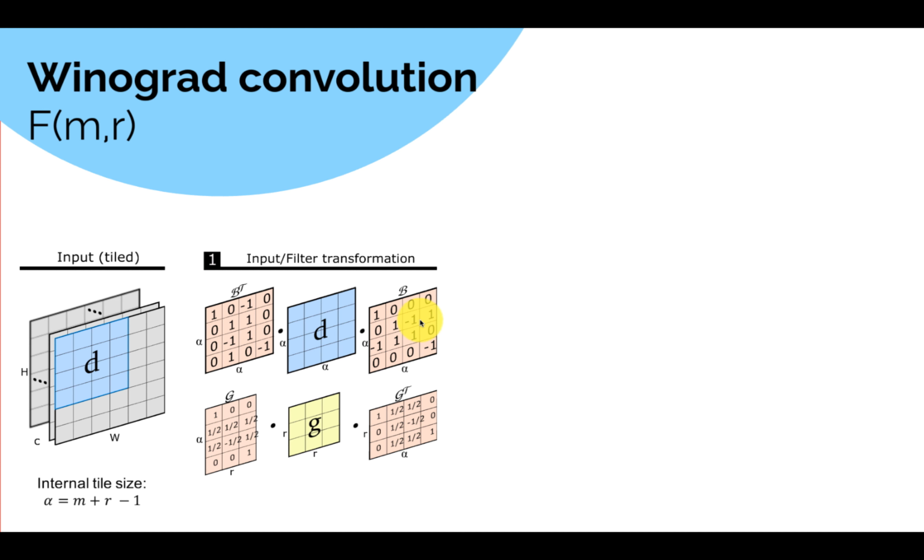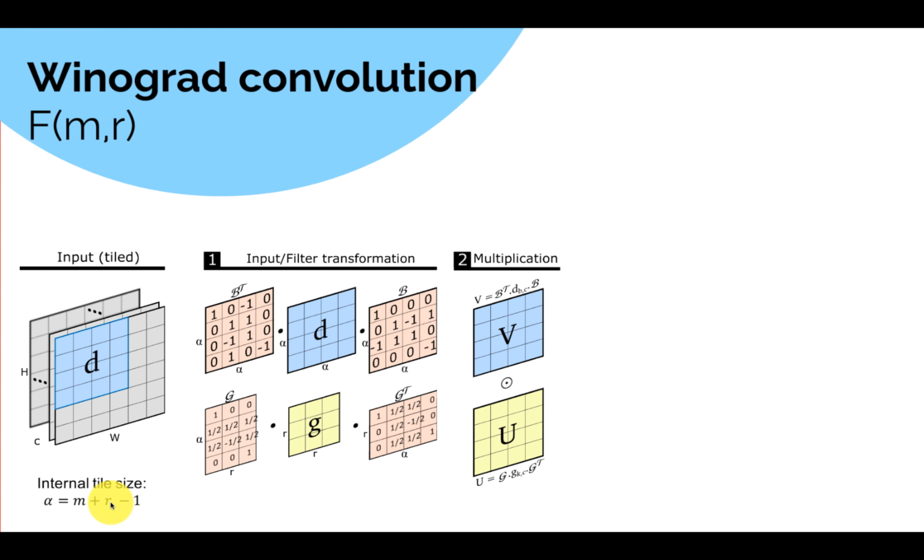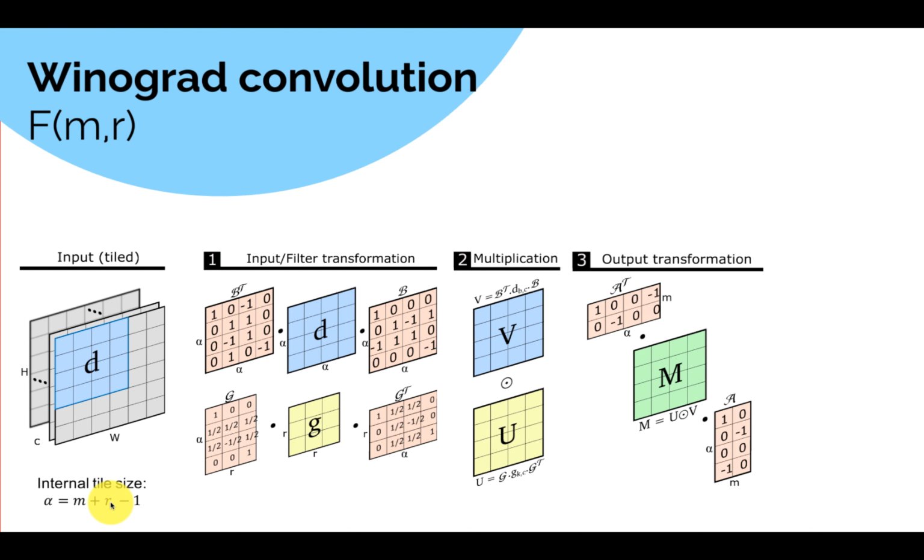These matrices are predefined and their size depends on the output tile size, denoted by M, and the filter size, denoted by R. In the second step, we obtain the element-wise multiplication of the transformed input and filter, and in the last step, the output should be transformed back into the original space using Winograd output transformation matrices.